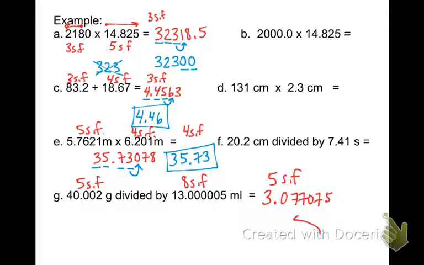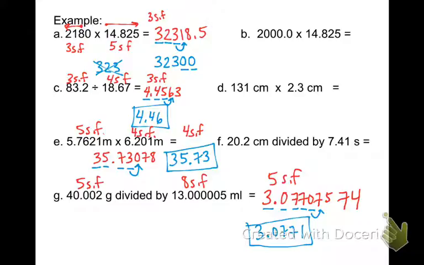I need to zoom out a little bit. 5, 7, 4. Holy cannoli. So we then have to count out our significant figures. So we've got 1, 2, 3, 4, 5. Take a look behind. We have to round up, so it becomes 3.0771. Boom. There's our answer.